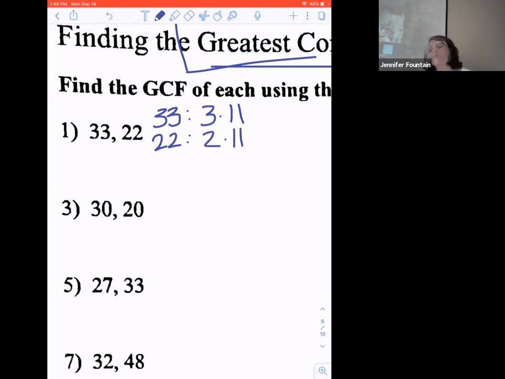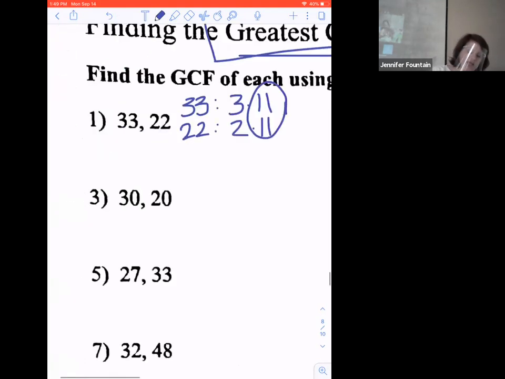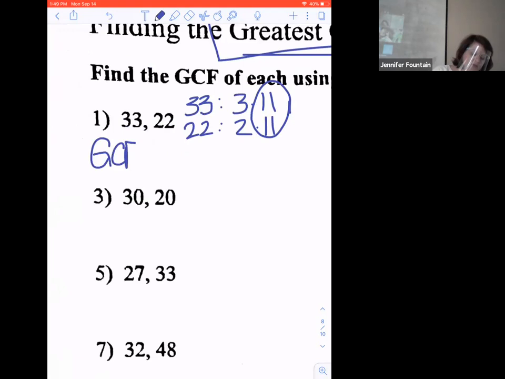Remember, when I'm identifying my common factors, I want to circle them together as a group. And then I can look at that and say the greatest common factor is 11. If I circle more than one group, then I multiply them together. I don't multiply 11 and 11 together. I've just circled them as a group to identify what that group is. Any questions about that?